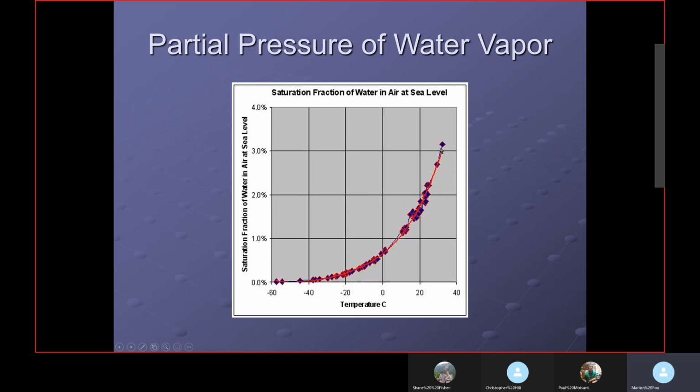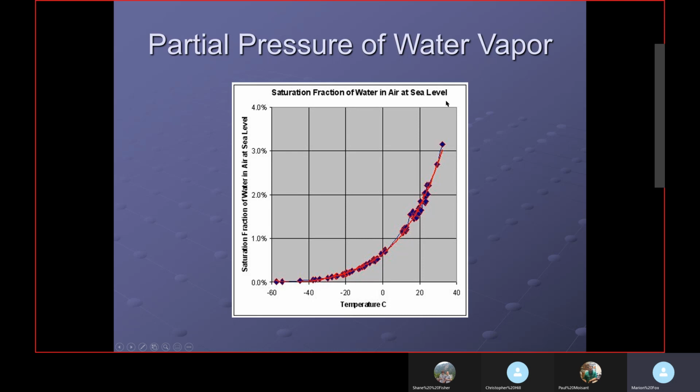But right here, what we have is, as we cool it down, the air holds less and less moisture. When it gets this cold down here, the air is virtually devoid of moisture. Moisture will come out of it. And that's a saturation fraction of water in air at sea level, at the same barometric pressure. Again, of course, if you raise the barometric pressure, this graph will change.